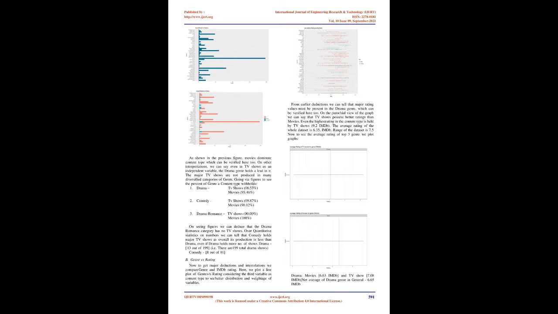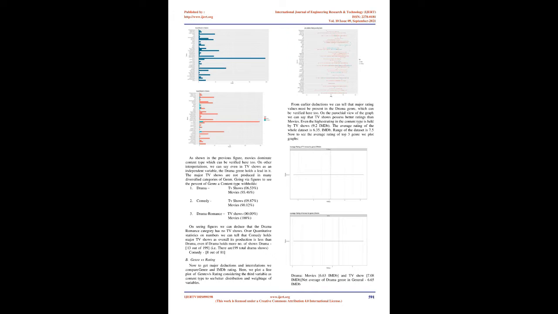To differentiate the genre in the category of content type and take a deeper perspective, we added a third variable in the plot to measure the variation and visualized it. As shown in the previous figure, movies dominate content type, which can be verified here too. On other interpretations, we can say even in TV shows as an independent variable, the drama genre holds a lead in it. The major TV shows are not produced in many diversified categories of genre. Going via figures to see the percent of genre a content type withholds, we can deduce that the drama romance category has no TV shows.